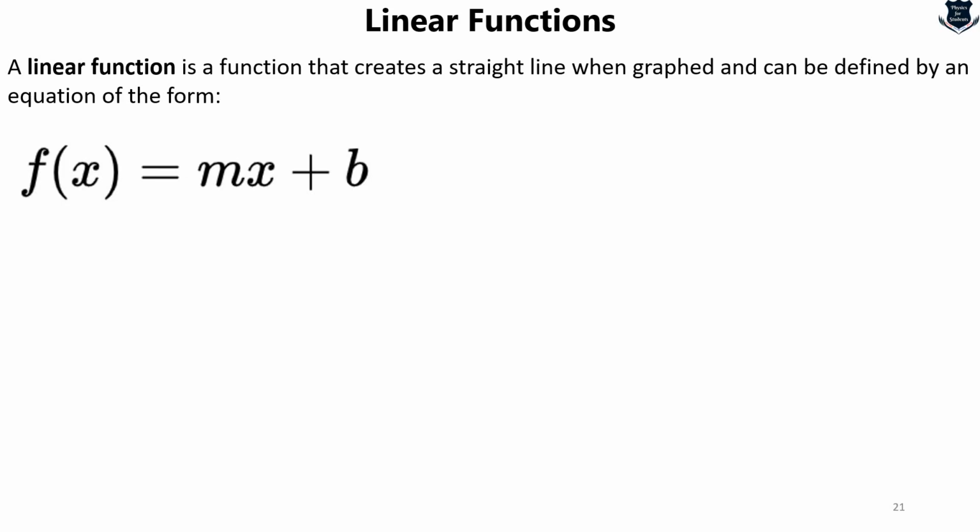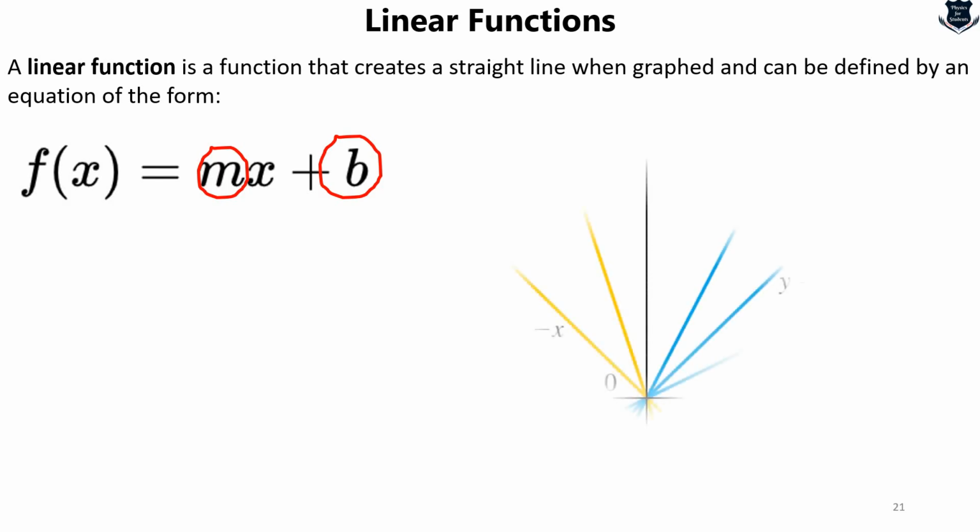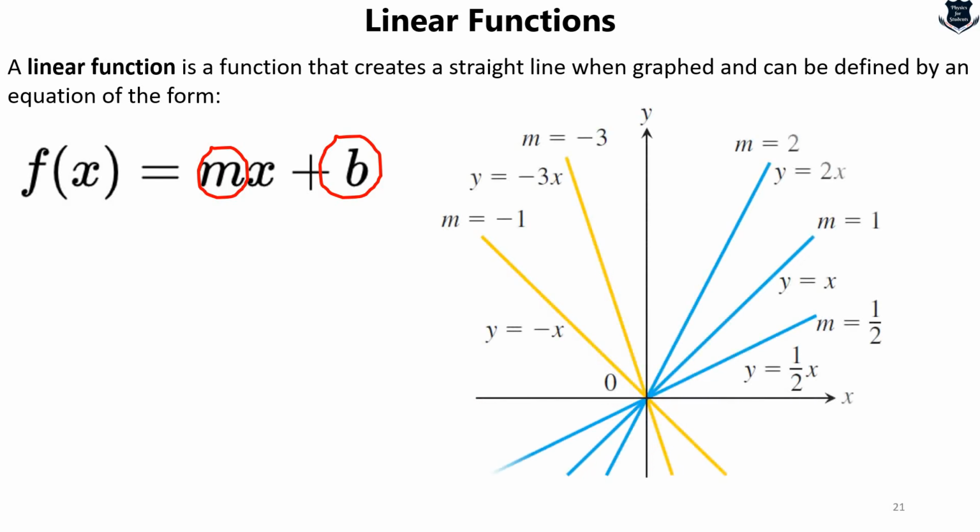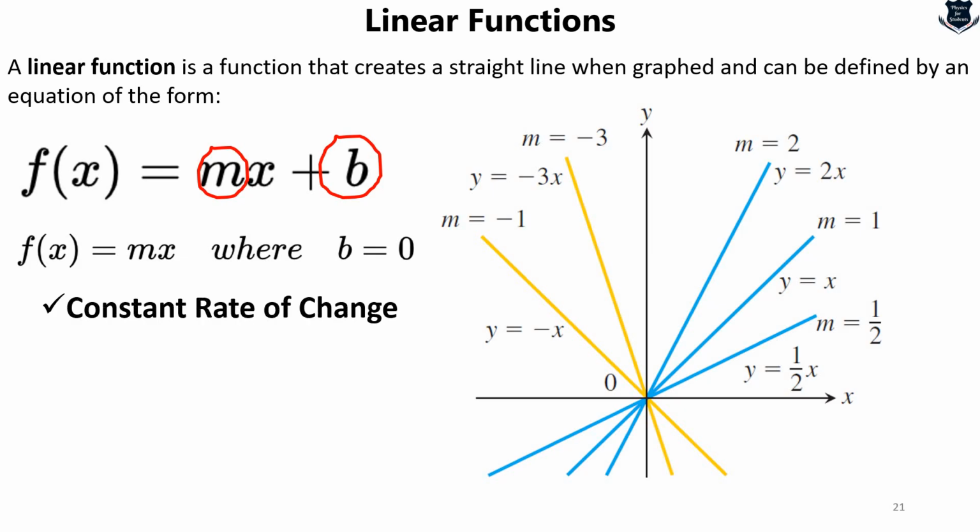Here m and b are the constants. If I now plot f(x) equal to mx plus b, it leads to an array of lines, f(x) equal to mx, where b equals 0. So these lines all pass through the origin. All of these lines, as you can see, pass through the origin, where b equals 0. This is important.